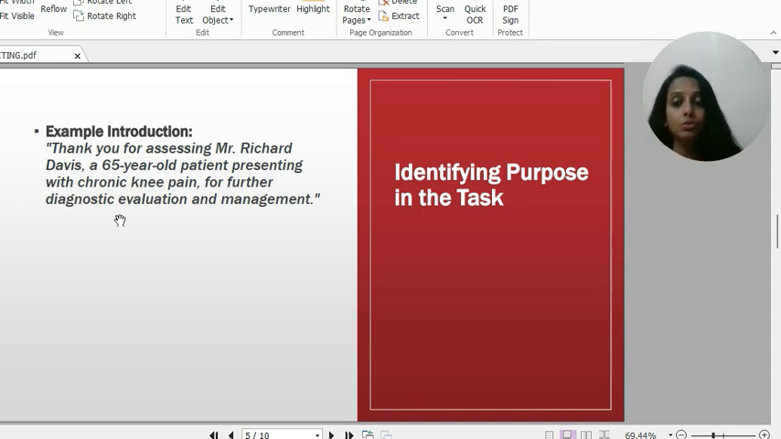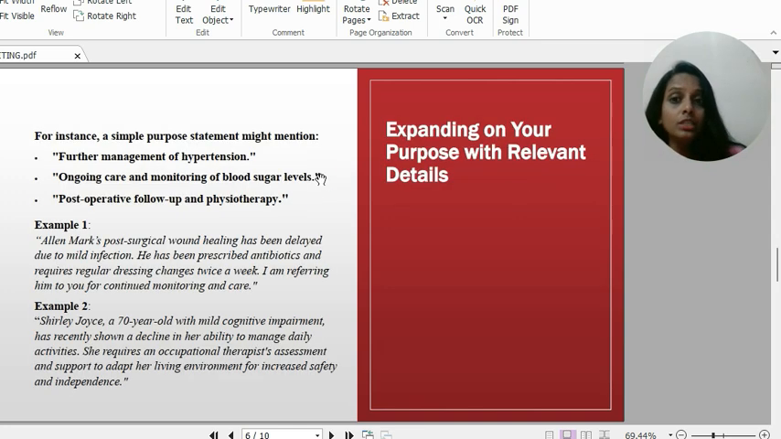So this is how it goes. Thank you for assessing Mr. Richard Davis, a 65-year-old patient presenting with chronic knee pain, for further diagnostic evaluation and management. So here, if you see, this part clearly explains how to start the letter with a purpose, right? And the next one is expanding on your purpose with relevant details. The second part of purpose involves elaborating on the reason for writing your letter, particularly in its concluding section.